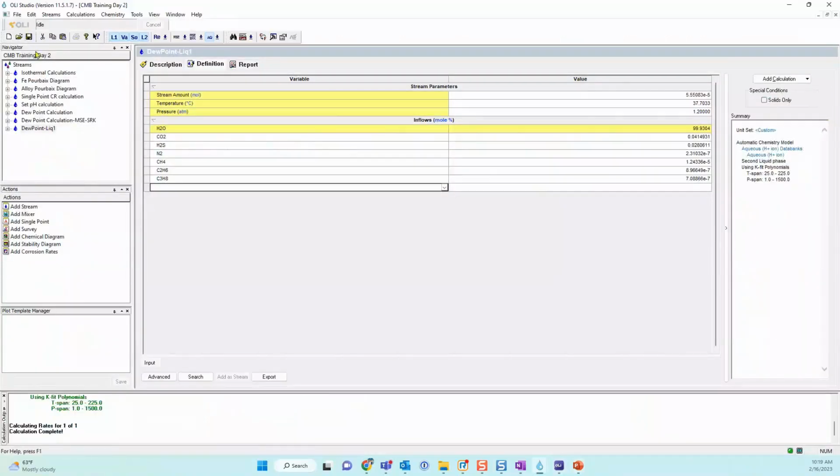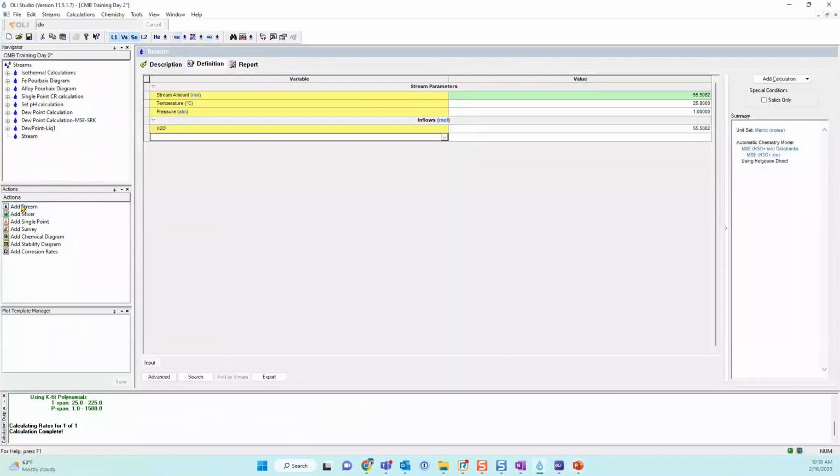What we are going to do first is, as usual, add a new stream. What I want to do with this stream is calculate the corrosion rate of a stainless steel 304 as a function of temperature. And the chemistry that we will have will be mostly water, CO2, and sodium chloride.